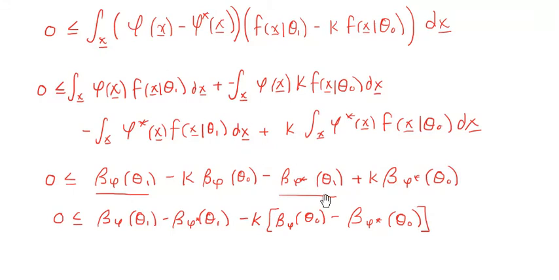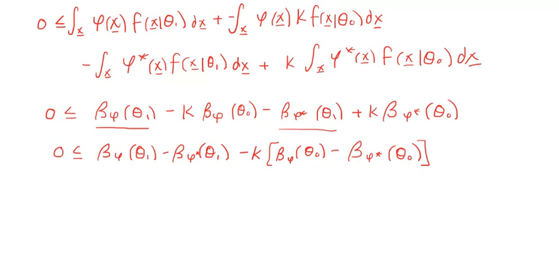Now, we know that the power function of phi, given the null hypothesis is true, is going to be alpha. And we know that the power function of phi star, given the null hypothesis is true, is going to be less than or equal to alpha. So this component in the parentheses is going to be greater than or equal to 0. And since we have a negative k out here, we know the whole component, including the negative k, is going to be less than or equal to 0.